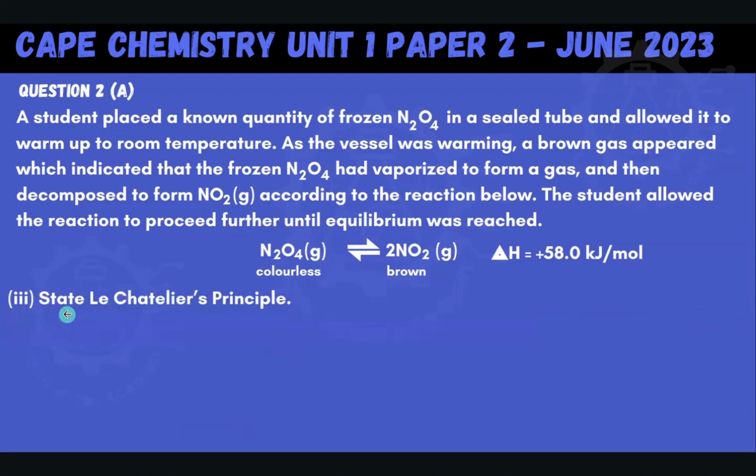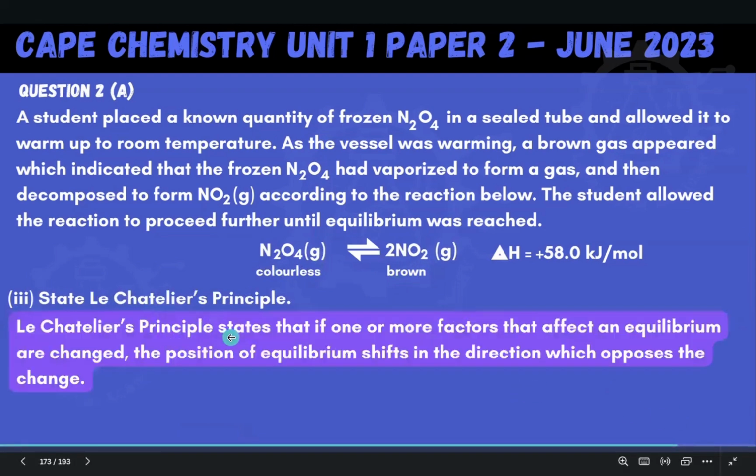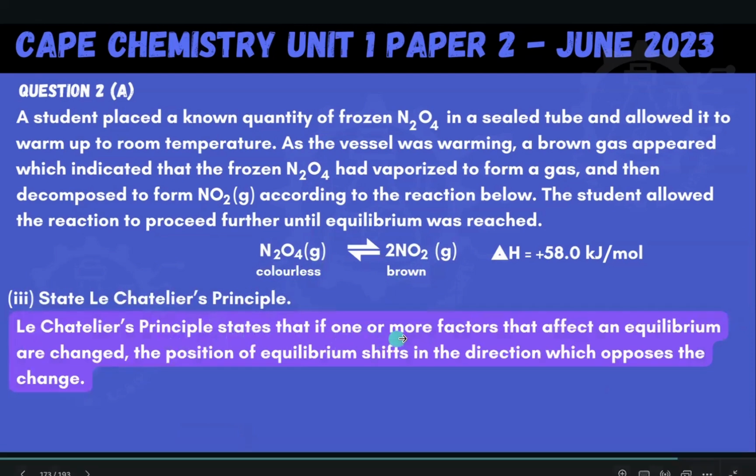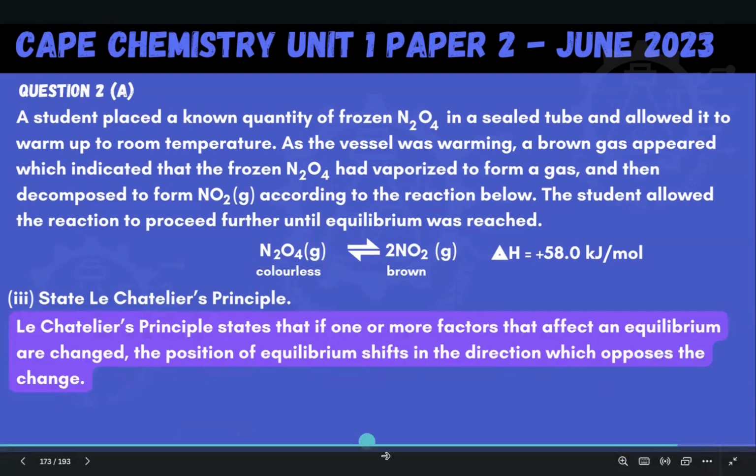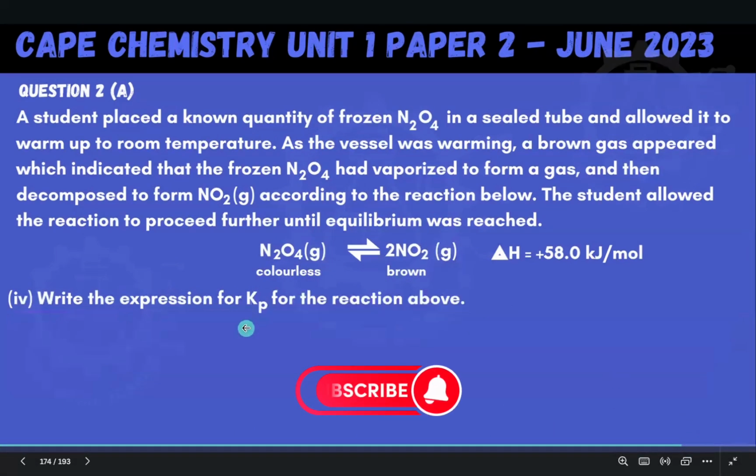Part 3, state Le Chatelier's principle. Le Chatelier's principle states that if one or more factors that affect an equilibrium are changed, the position of the equilibrium shifts in the direction which opposes the change. Okay, so that's a statement of Le Chatelier's principle.